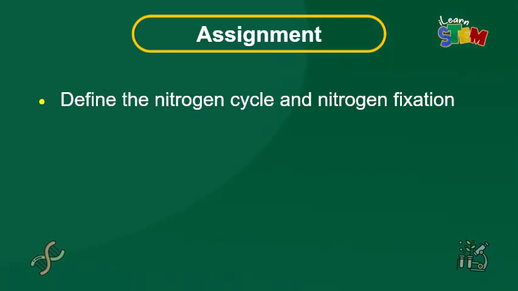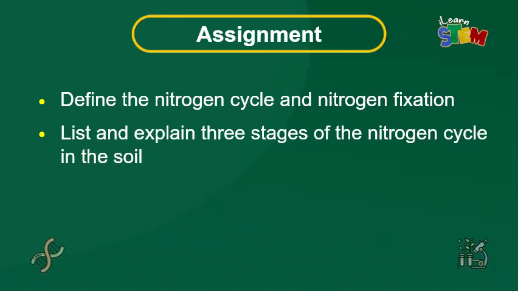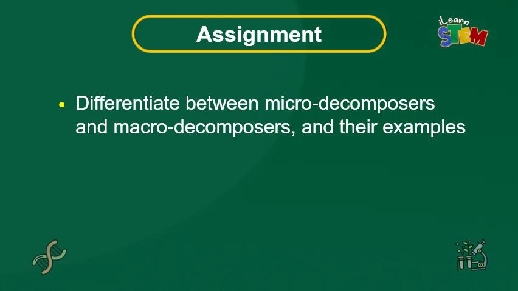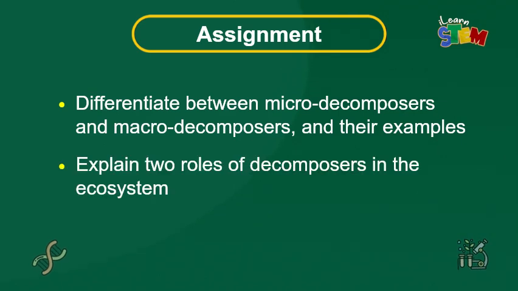1. Define the nitrogen cycle and nitrogen fixation. 2. List and explain 3 stages of the nitrogen cycle in the soil. 3. Describe 2 ways nitrogen is lost from the soil. 4. Differentiate between microdecomposers and macrodecomposers, giving examples. 5. Explain 2 roles of decomposers in the ecosystem.